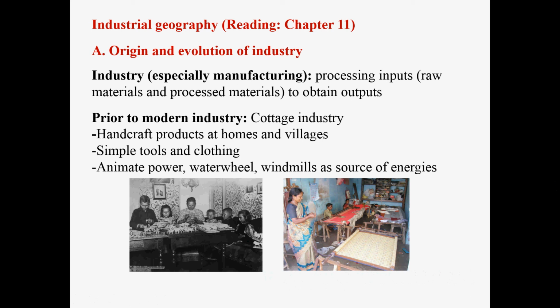And that's why when we say the industry processes inputs, this input includes both some raw materials and the process material. So the industry, especially manufacturing, can be defined as the industries that process inputs to obtain outputs. And this is a much more sophisticated process than many industries in the primary sector.